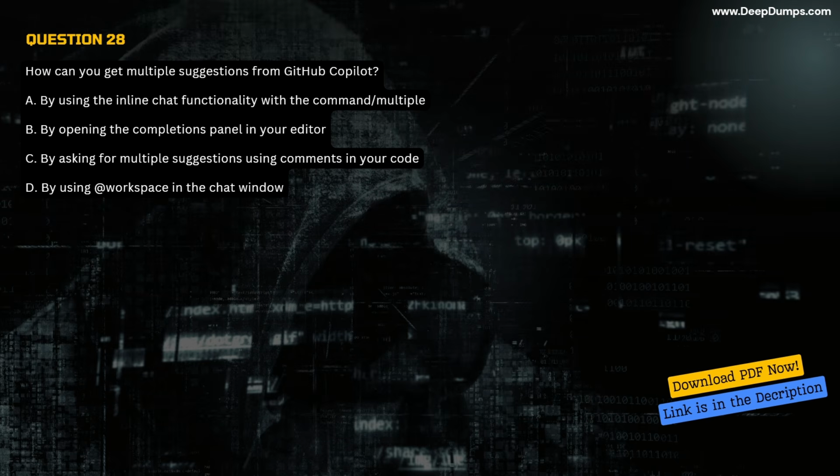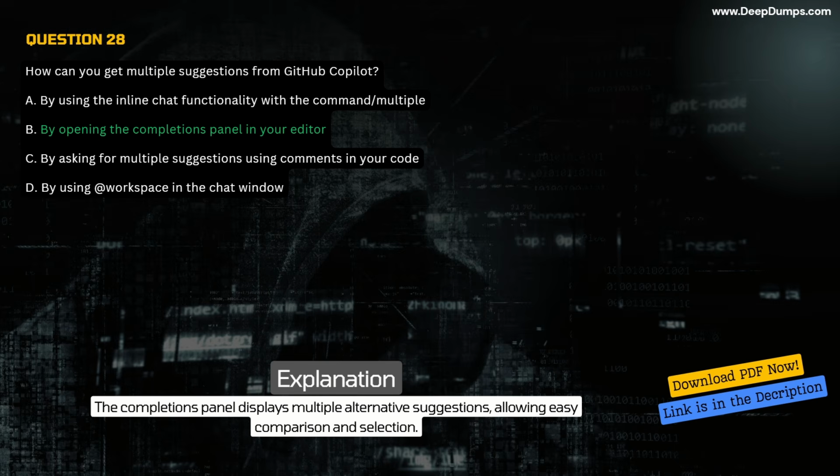Question 28. How can you get multiple suggestions from GitHub Copilot? A. By using the inline chat functionality with the command /multiple. B. By opening the completions panel in your editor. C. By asking for multiple suggestions using comments in your code. D. By using @workspace in the chat window. Correct answer B. Explanation. The completions panel displays multiple alternative suggestions, allowing easy comparison and selection.